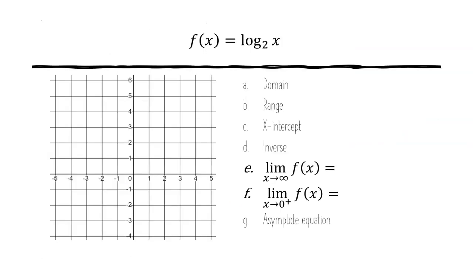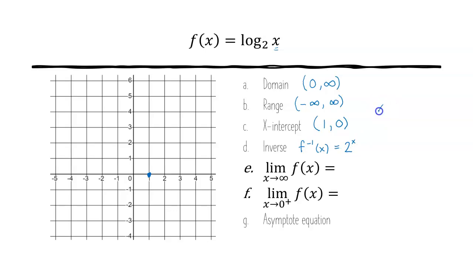I'll do an example of a log graph. Okay, so the domain of the log graph, because it stops at the x-axis, the domain is going to be from 0 to infinity. I can't use negative numbers in a log function. The range, though, is going to be all real numbers, so negative infinity to infinity. The x-intercept for a log graph, as long as you have no translations, is always going to be 1, 0. So this will be my x-intercept. For this particular log function, the inverse is going to be 2 to the x, because our base is 2.